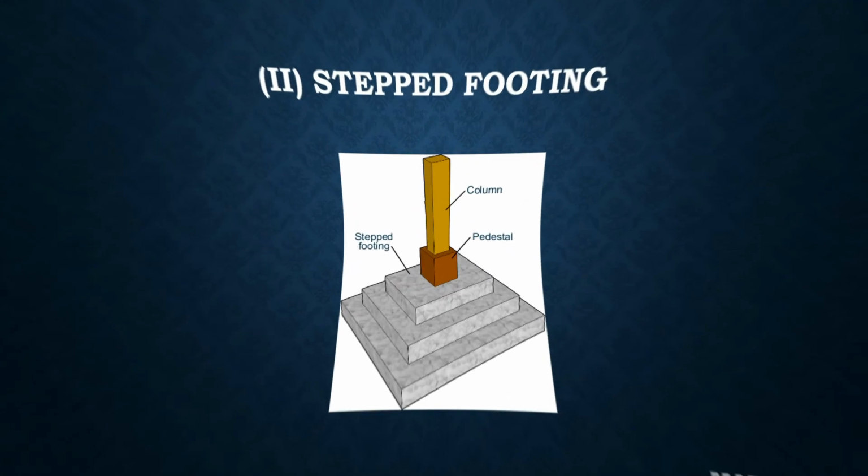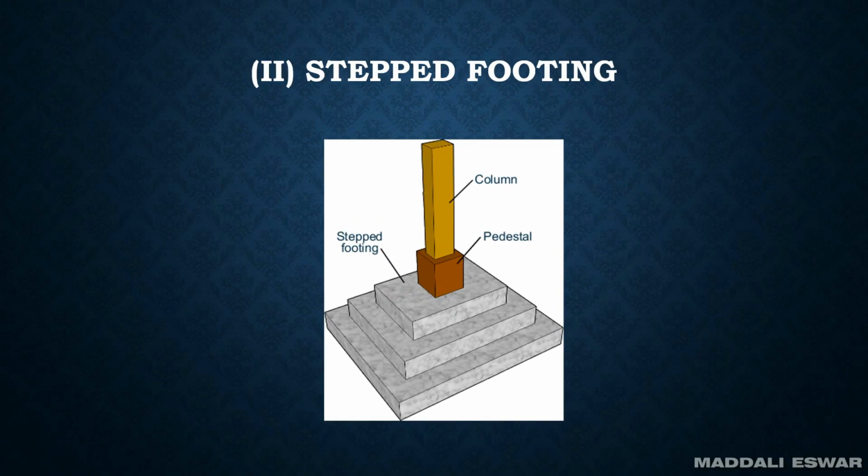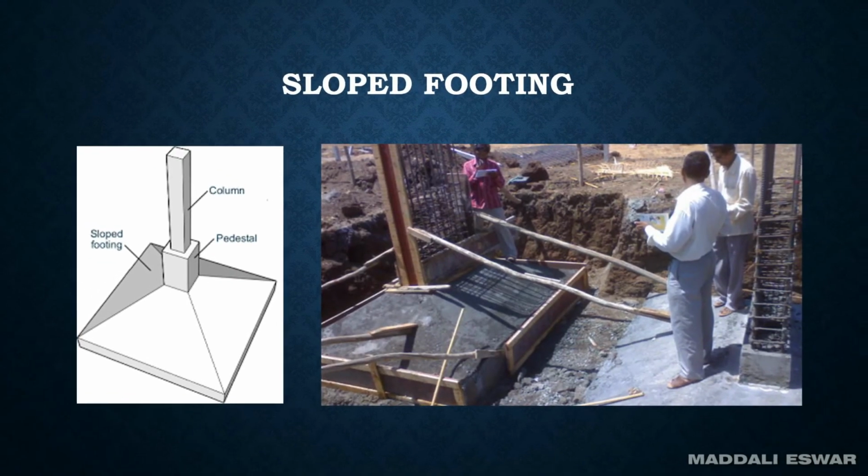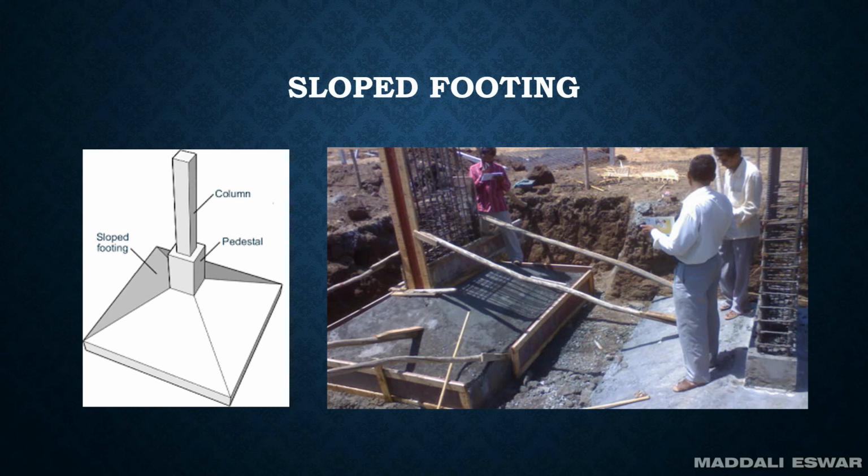And coming to the stepped footing, we have a footing like that. You can see it in the picture. The footing is constructed step by step, up to 3 or 4 steps. We have a stepped footing and a pedestal for the column. We have a column on the sloped footing. We have a sloped footing here. For the sloped footing also, we have a pedestal for the column connecting to the sloped footing.